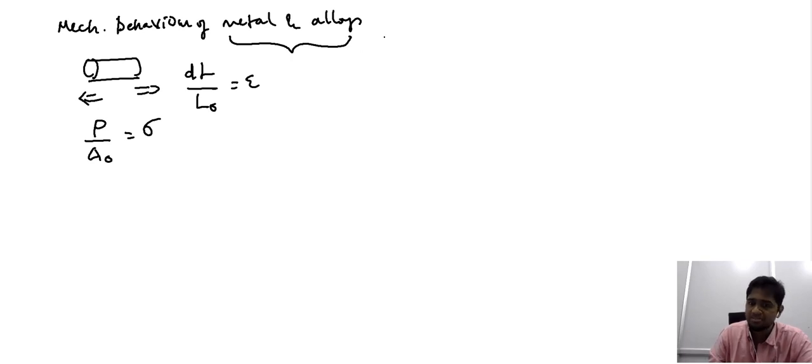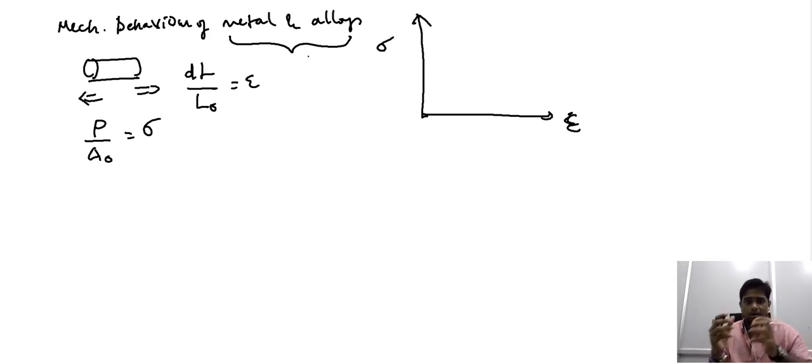So now the best elegant way of describing the mechanical behavior is by considering the strain along the x-axis and the stress along the y-axis. Now, in case of metals and alloys, when you represent the mechanical behavior using this particular plot here, the elastic region is represented by a straight line.